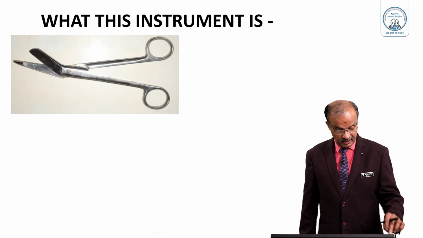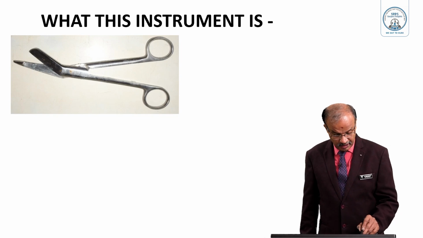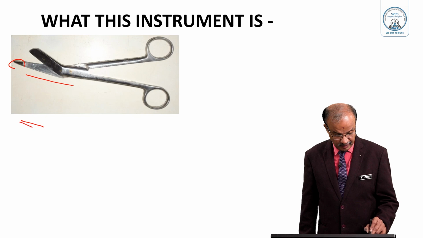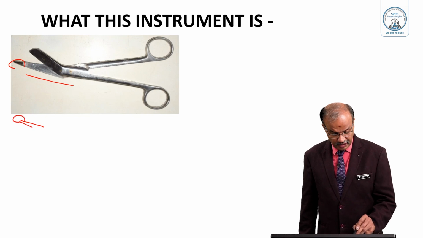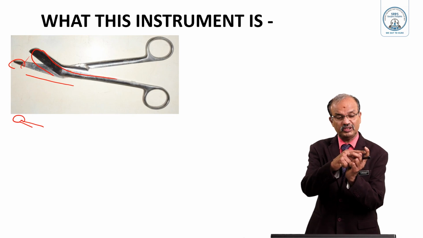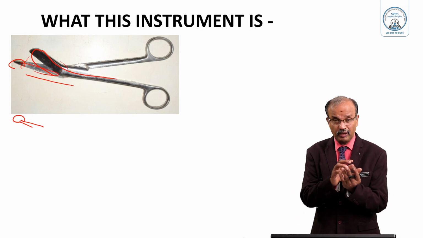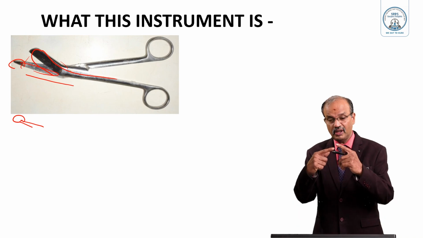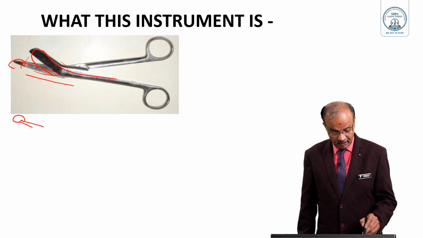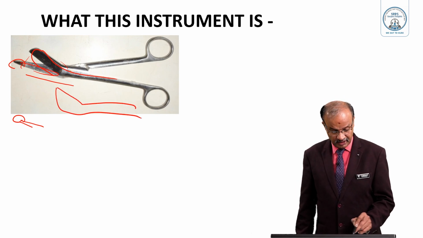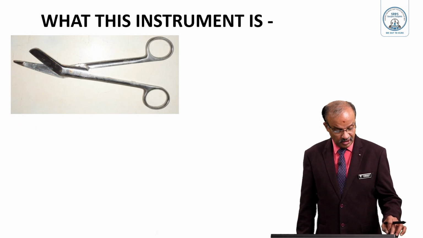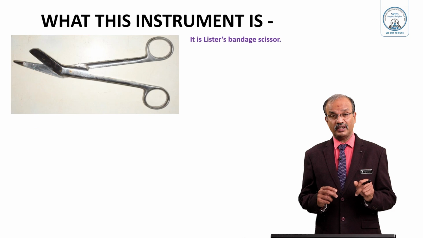See that this blade is straight here, there is a knob here. If it is like this, there is a knob here and this front blade is curved and stout, shorter than this. It locks like this, a very stout front blade, triangular behind, lower blade with a knob which locks very well. So this is like this curved blade. What is this instrument? It is Lister's bandage scissor.